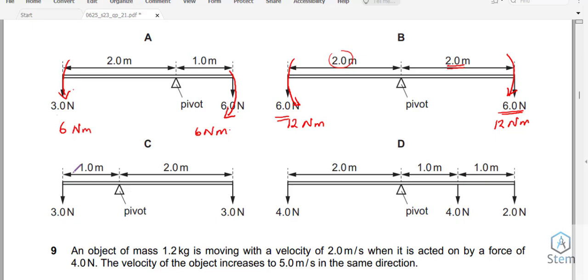Then we go to C. The anti-clockwise moments are due to this 3 Newton force, and they add up to 3 by 1, that's 3 Newton meters. And the clockwise moments are equal to 6 Newton meters, that is 3 multiplied by 2. Now, C is not in equilibrium because the clockwise moments are not matching the anti-clockwise moments. We have our answer. Go ahead and show that D is in equilibrium.